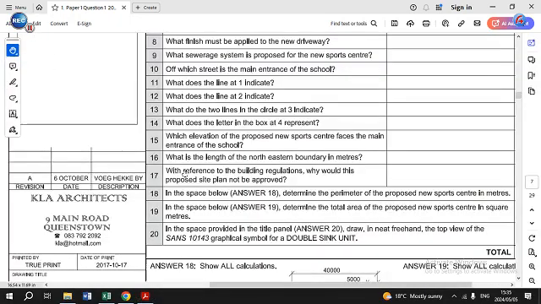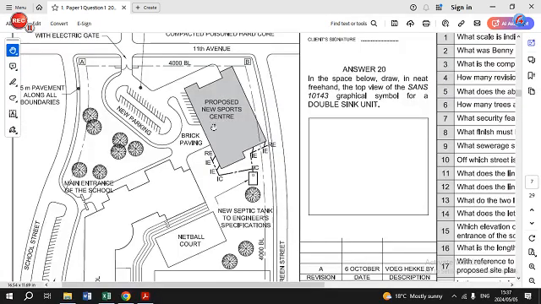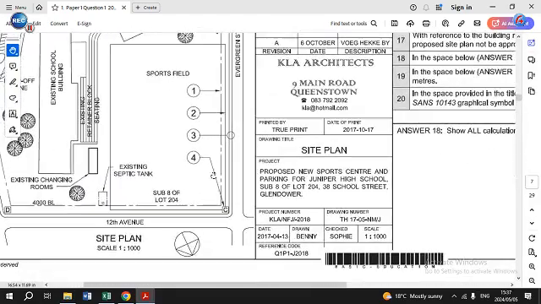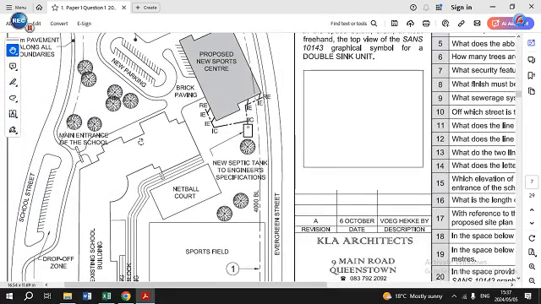If you look at number 15, which elevation of the proposed new sports center faces the main entrance of the school? So this is the proposed new sports center, and you will find on this side here is going to be your main entrance of the school. So it's going to be on this side here. But we have to look at this in conjunction with our North Point symbol that we see there. So if I look at the North Point symbol, it faces down. So your north is going to be here. So I'm going to redraw the symbol in this space over here to determine my correct elevation.